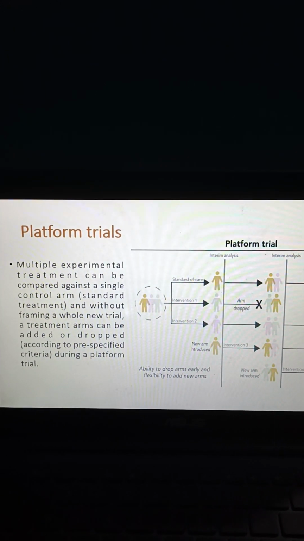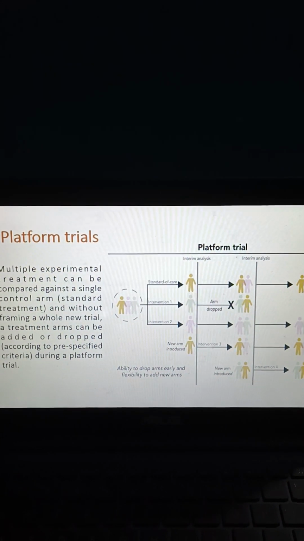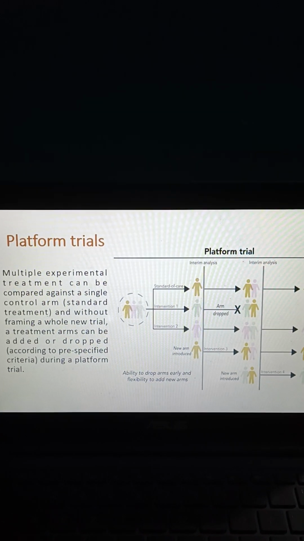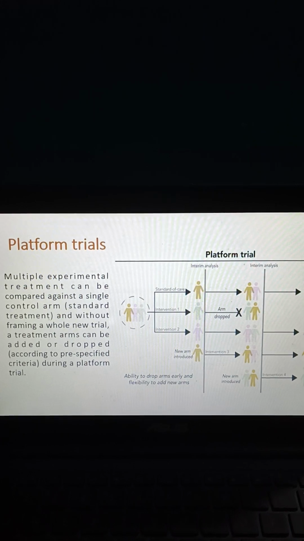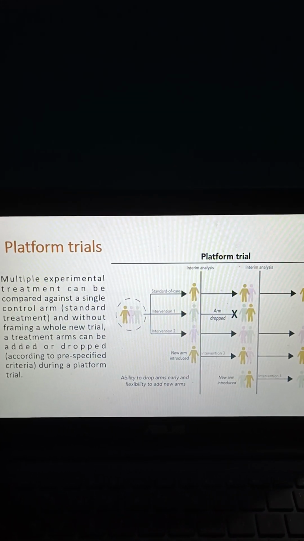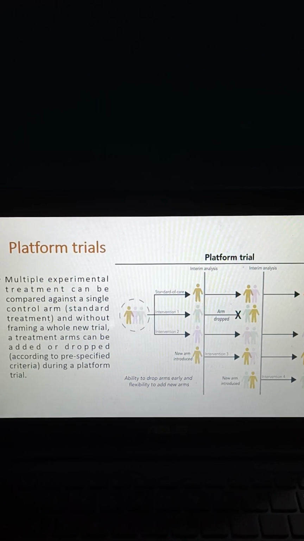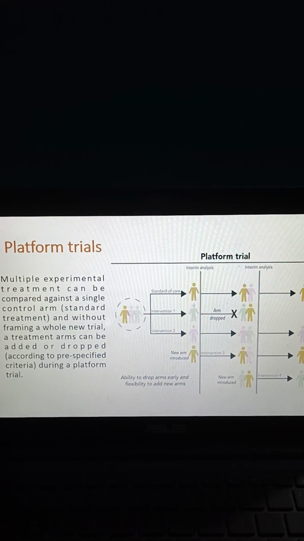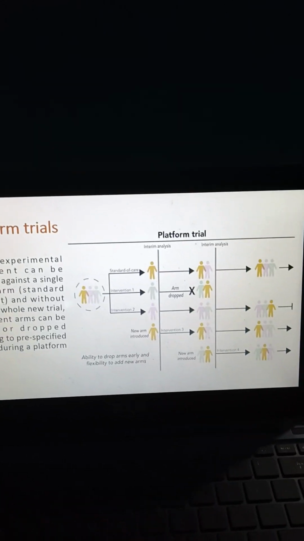Then coming to platform trials. What is platform trials? Multiple experimental treatments can be compared against a single control arm, standard treatment, and without framing a whole new trial, treatment arms can be added or dropped according to pre-specified criteria during a platform trial.